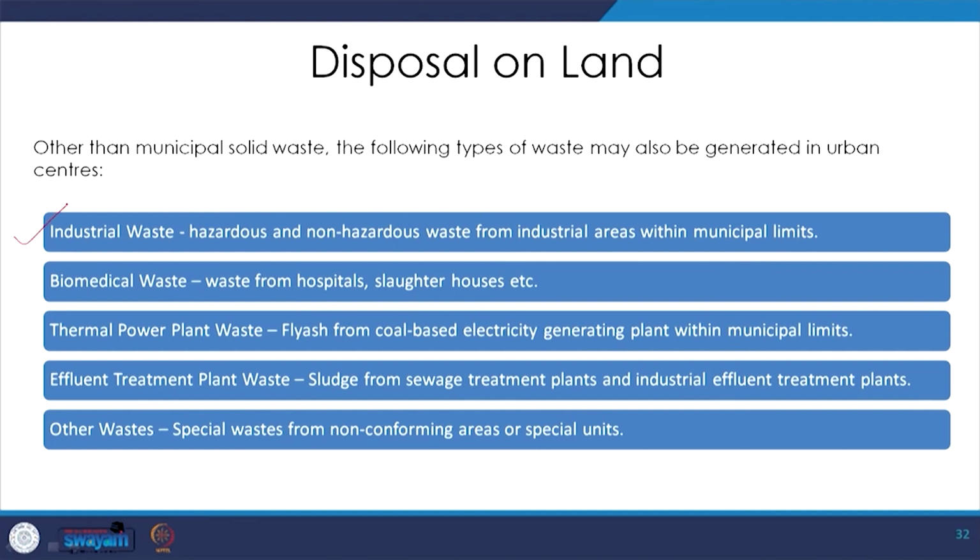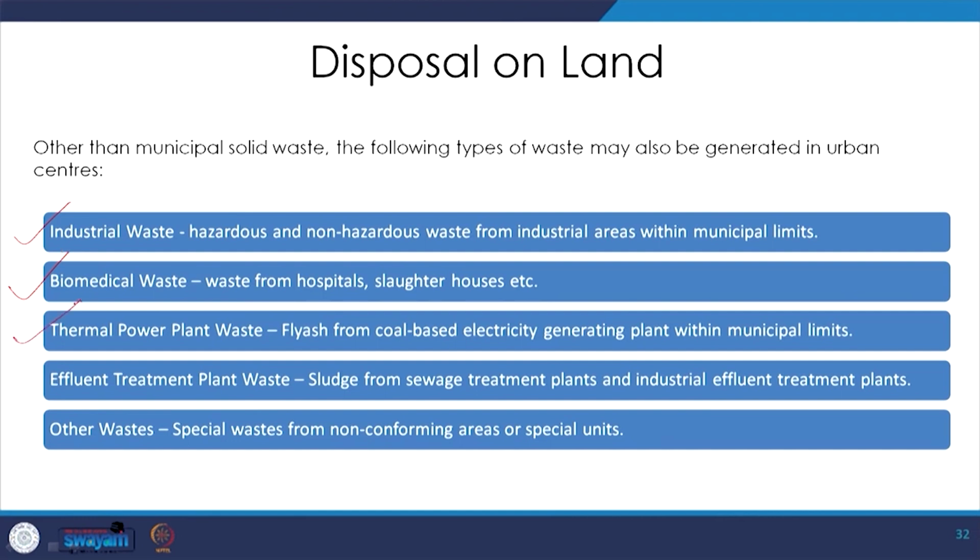We have industrial wastes which are generated out of our industries, and we can see that the industrial towns have a huge amount of waste generated, because it is largely the industrial waste which is coming in. Then we have biomedical waste. So, we have proper guidelines to collect the biomedical waste and treat it separately, so that it does not get mixed with the other municipal solid waste.